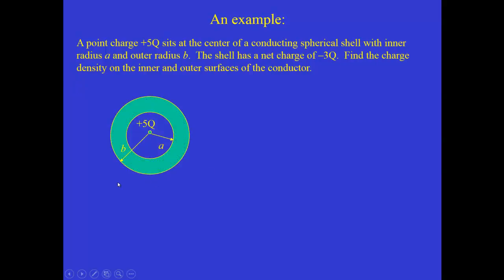So here's the cross-sectional view. This is a conducting spherical shell. It's empty on the inside, which is where the point charge is located, but we know if there's any excess charge on a conductor, it has to reside at the surface.